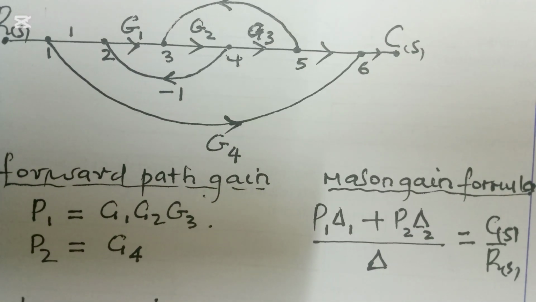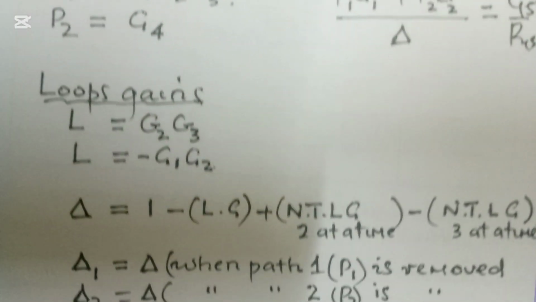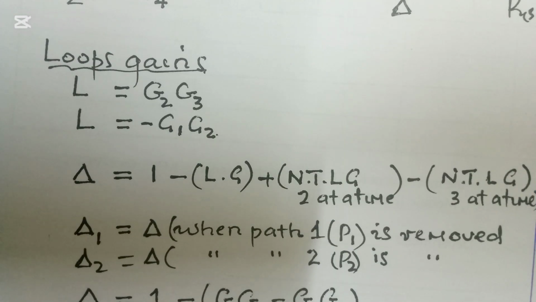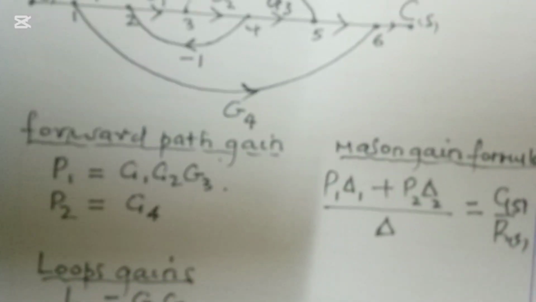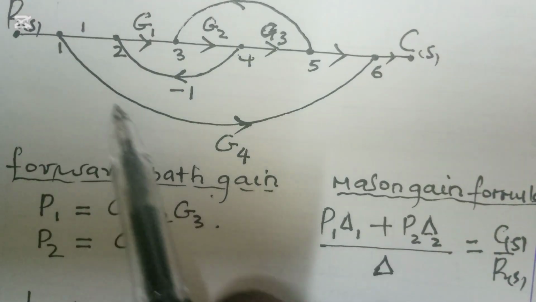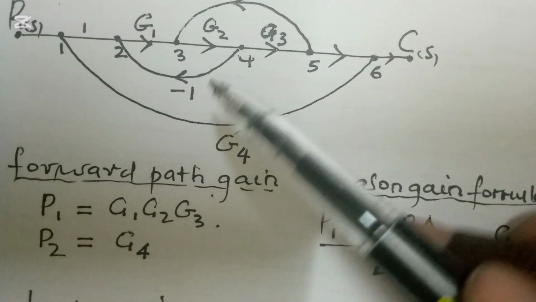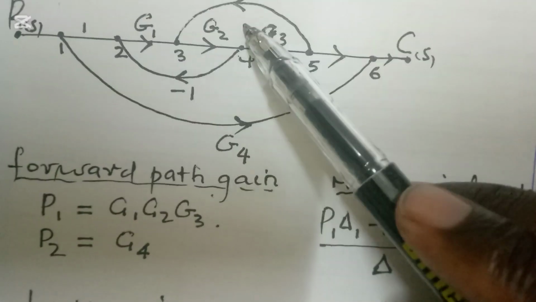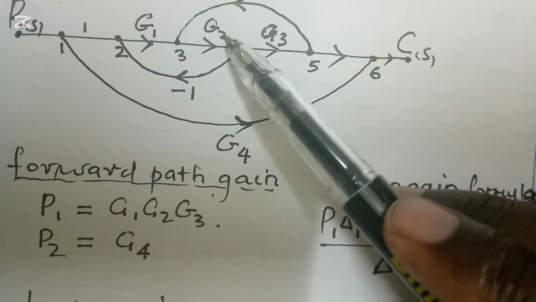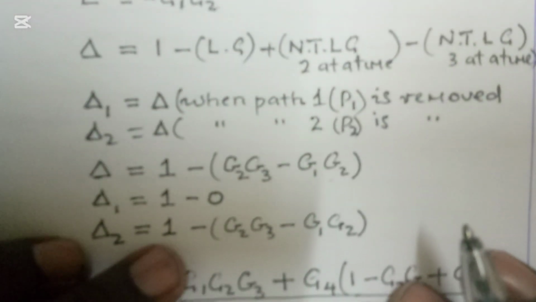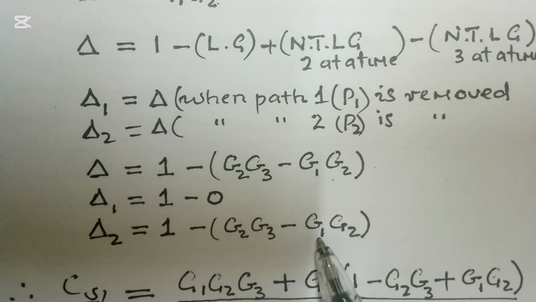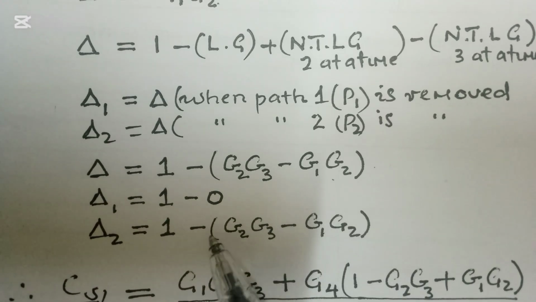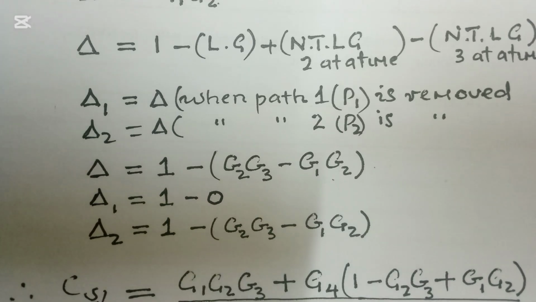Coming to delta 2. Delta 2, we are saying it's equal to delta when path 2 is removed. Guys, if we were to remove path 2, which is this path along here, you find we shall be left with these two loops. And so we shall say it is 1 minus these two loops. And it is now given here. This is 1 minus the two loops, G2, G3, and this G1, G2. We put the bracket here, this is minus.